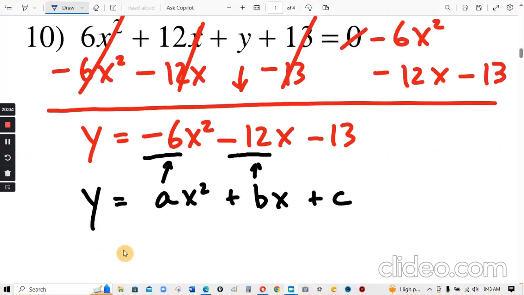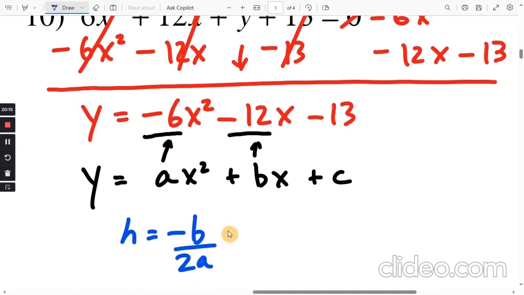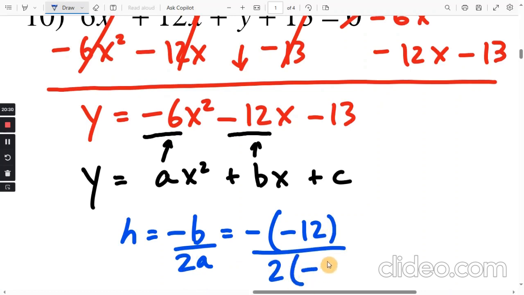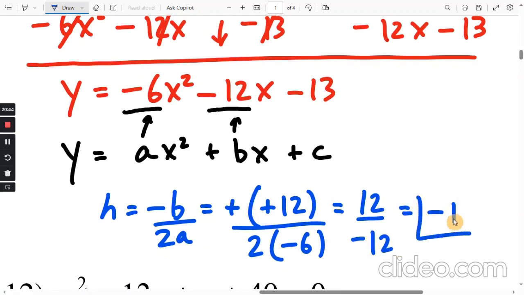All right, so we call that the value for h is negative b over 2a. And the value, we have our negative sign. The value for b is negative 12. That's divided by 2 times a, which is going to be 2 times negative 6. All right, the 2 negatives make it positive, and we have positive 12 divided by negative 12, which is just negative 1.